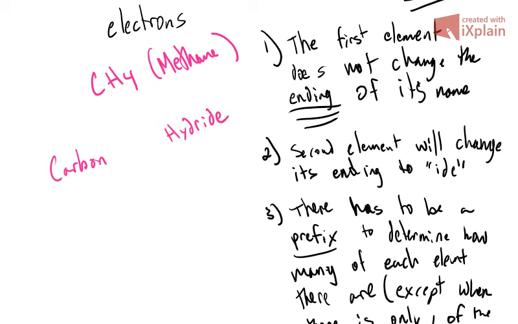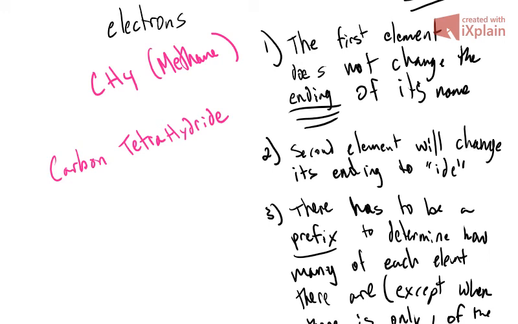Okay. Now the third rule, we have to put a prefix in front of both of these to determine how many of each there are, except for when there's only one of the first element here. When there's only one, you don't have to put a prefix there. So there is only one carbon, so we are not going to start with monocarbon. That is not correct. We just leave it as carbon. And the second one, there's 4, so that is going to be tetrahydride, carbon tetrahydride.